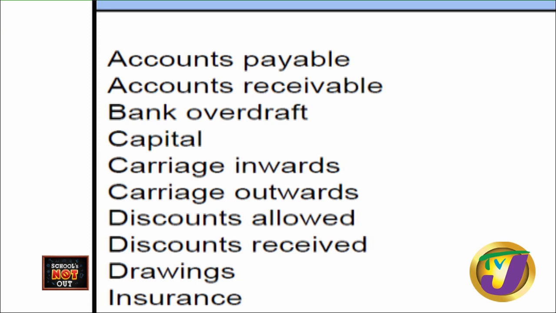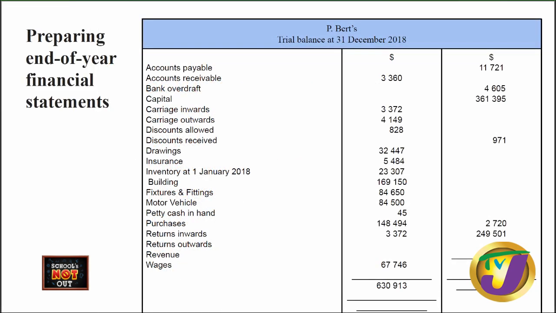We know that this is a short-term loan and it's a current liability. We have our capital. We have our carriage inwards, and we know that our carriage inwards relate to the purchase of inventory. And we have our carriage outwards, which is an expense, which relates to when we sell our goods and carry it out for our customer, so it's an expense to us.